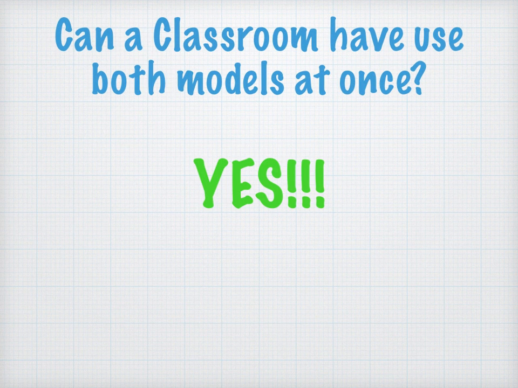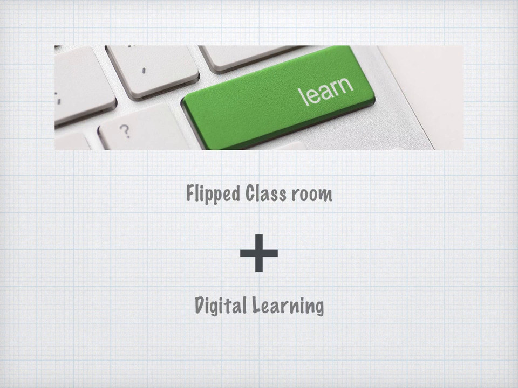Finally, the question is, can a classroom have or use both models at once? The answer is yes. Let's take the example of the flipped classroom. Students go home, and the teacher is able to upload the lesson for the next day online. The students are able to look at the lesson, draw up questions, and have an idea of what they're going to cover the next day. It takes a couple of hours every night for the students to go over this lesson, come up with their questions, and do some type of assignment.